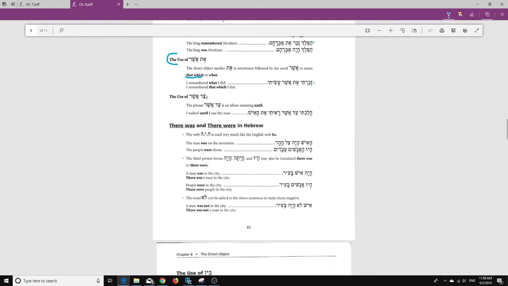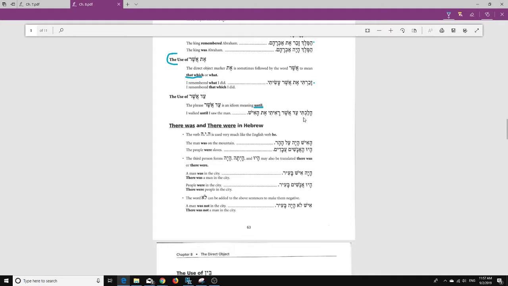Okay, similarly, we have ad asher. So this is an idiom or a colloquial phrase. If you were to just translate this, you might say until what or until that, but that doesn't necessarily make sense. Like in this example, I walked until that I saw a man doesn't really make sense in English. And so that's why this is an idiom. And so when you see this, even though ad by itself can just mean until or as far as, you'll also just translate it until. So same thing as up here, just kind of keep this in your back pocket.